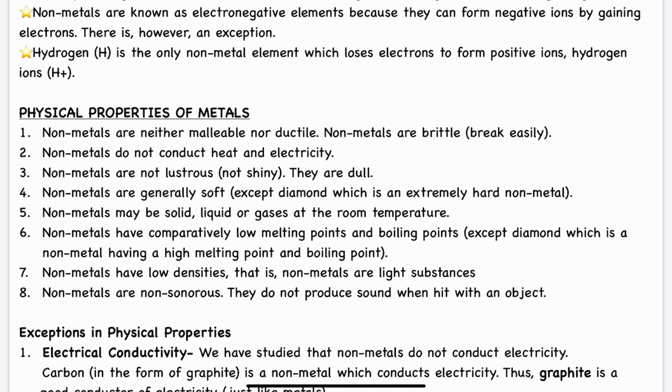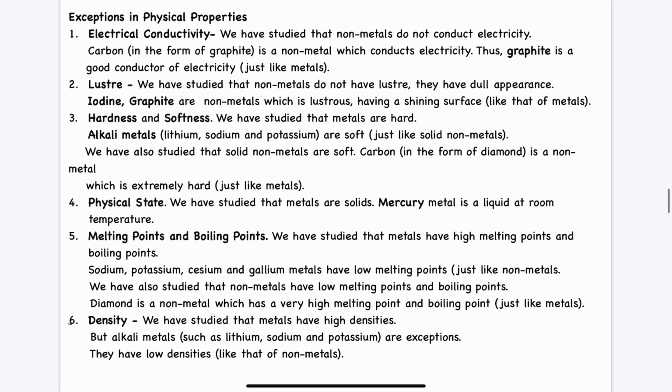Coming to the next point, non-metals have low densities, that is, non-metals are lighter substances as compared to the metals. For example, sulfur is a yellow colored compound, and the density of sulfur is 2 gram per centimeter cube, again as compared to the metals. Non-metals are not sonorous. They do not produce sound when hit with an object, right? If you hit wood or plastic, you will not get that ringing sound as on metal. Now, these are some exceptions. As I told you, we will discuss the exceptions of metals and non-metals separately.